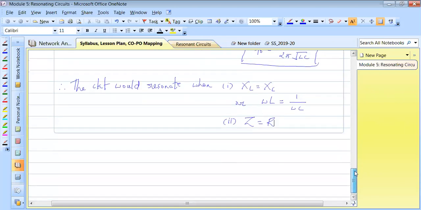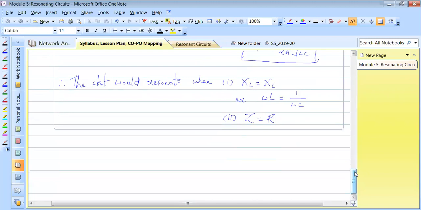The parameter that we have seen today is the resonant frequency. Understand? The next parameters that we'll be seeing are selectivity, bandwidth, and sensitivity. So we shall have more discussions on that in the next session.